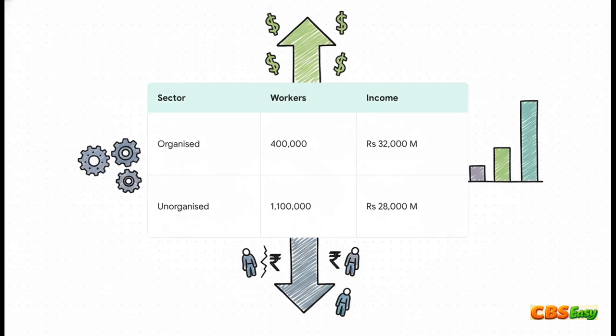What's the story here? Well, a huge number of workers, 1.1 million of them, are in the unorganized sector. But look at the income they generate. It's actually less than the much smaller group of workers in the organized sector. This shows the problem perfectly. We have tons of people stuck in low-paying, insecure jobs.